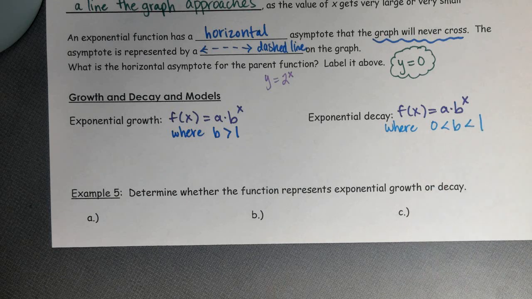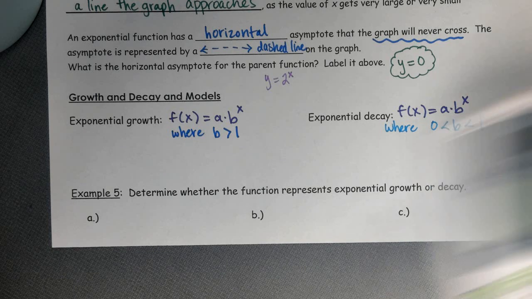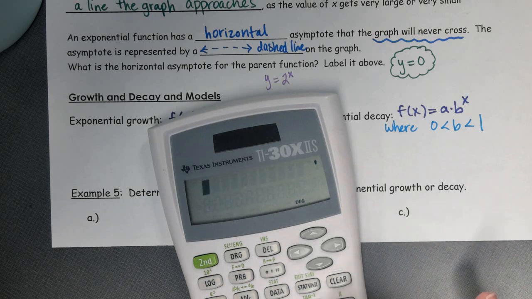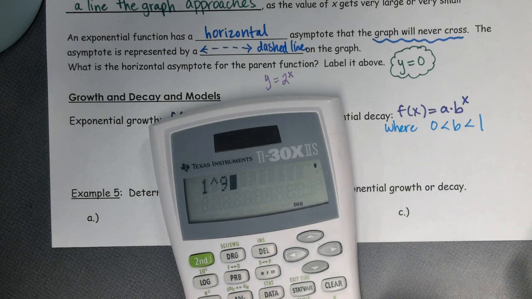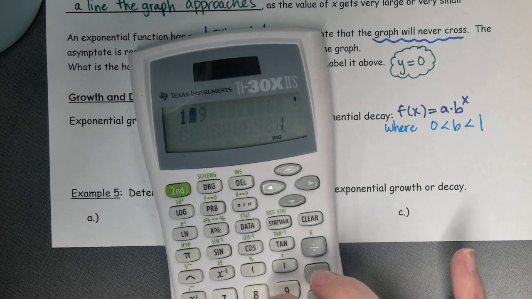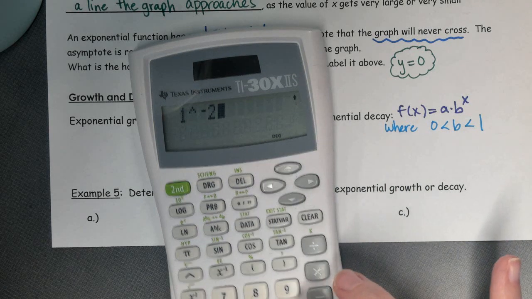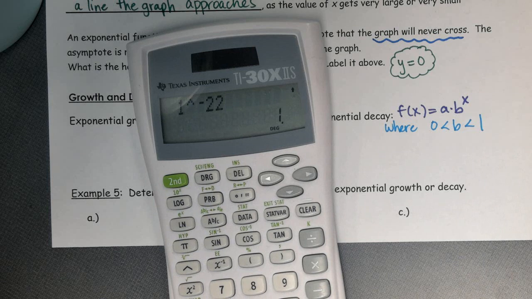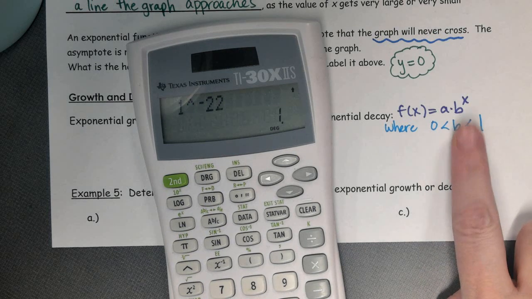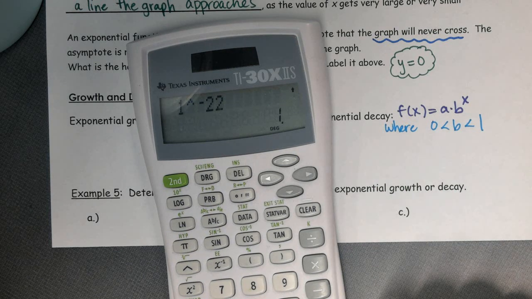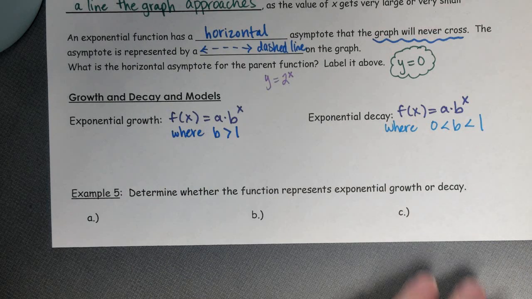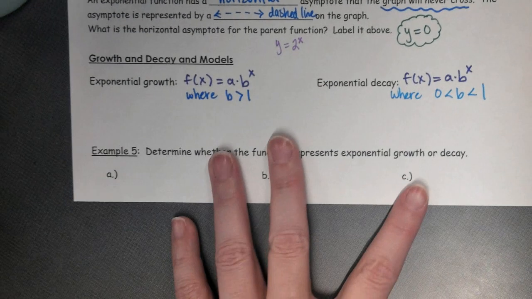If the value was 1, do you guys know what 1 to any power is? Yes. So if you did 1 to the 9th, 1. If you did 1 to the negative 22nd, 1. Okay, so if you got 1 for every single answer, what kind of line would that be? Be a horizontal line, right? Just keep hitting 1 the whole time. Okay, so that would not be exponential.